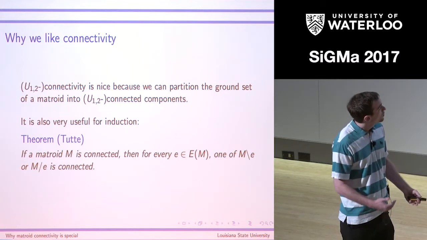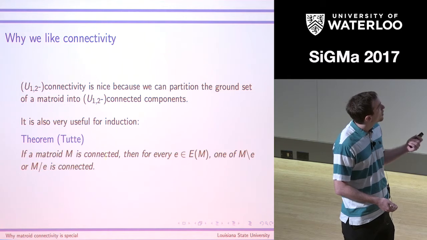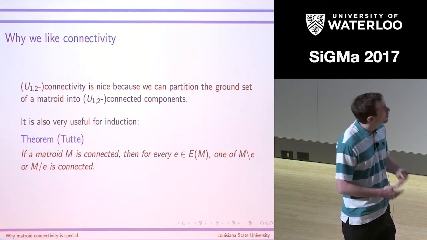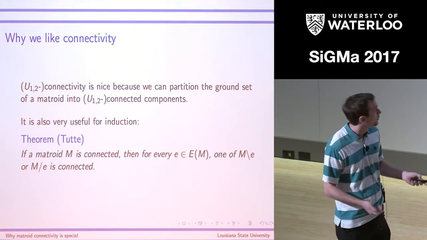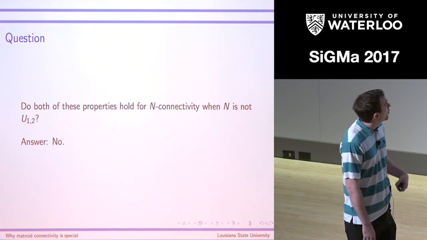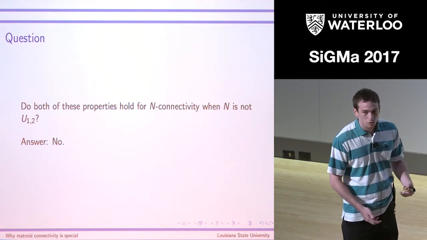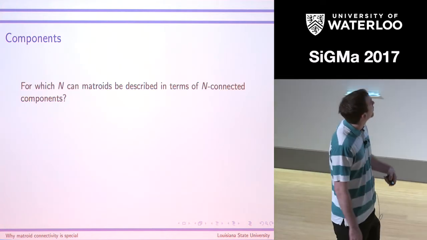So one of the questions that I wanted to know is, can we get these two properties to apply for N-connectivity when N is not U12, when N is something else? And the answer, it turns out, is no. We can't get both of them to hold for other matroids. So let's get into that a little bit.